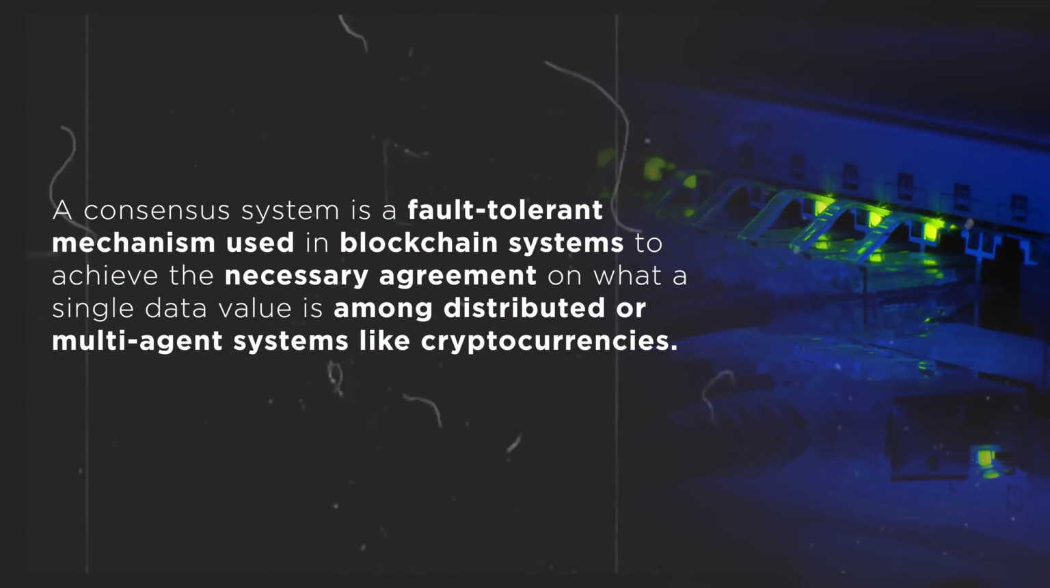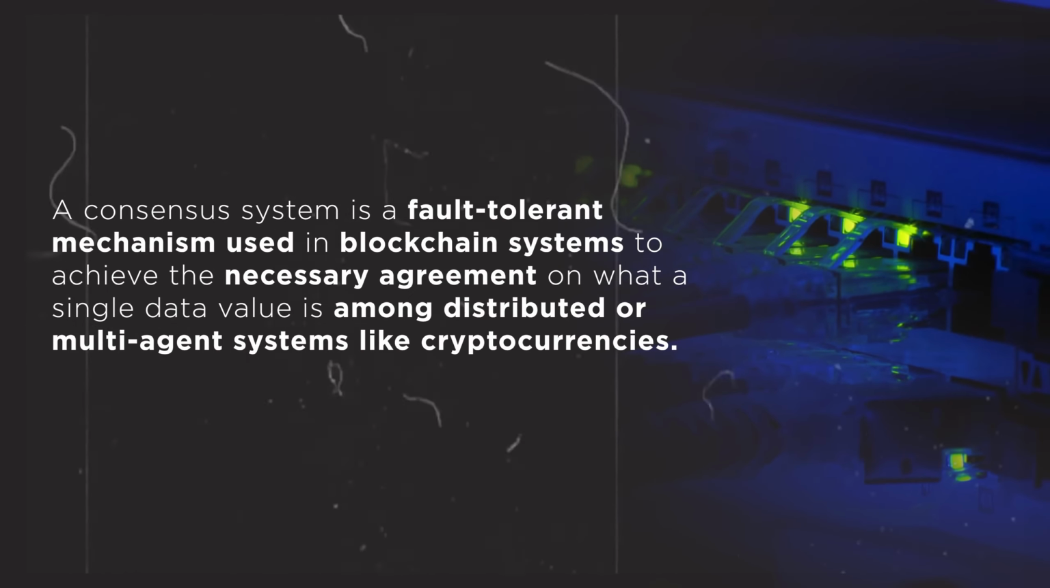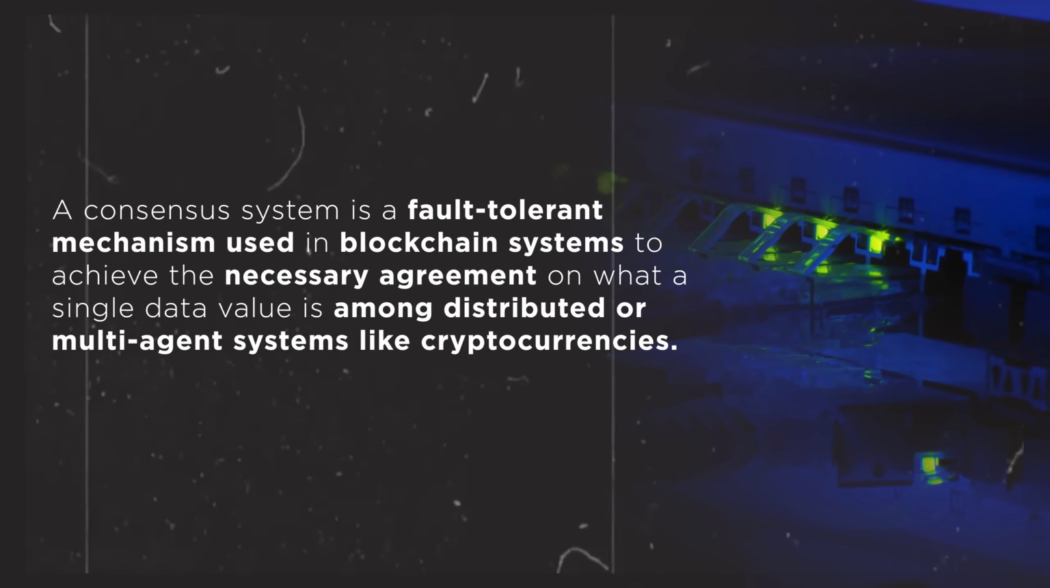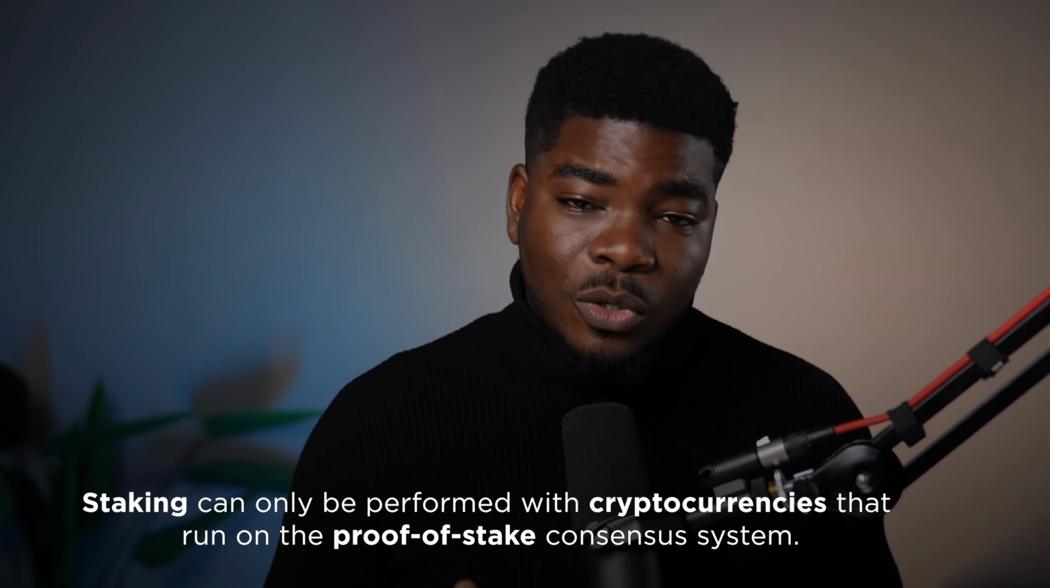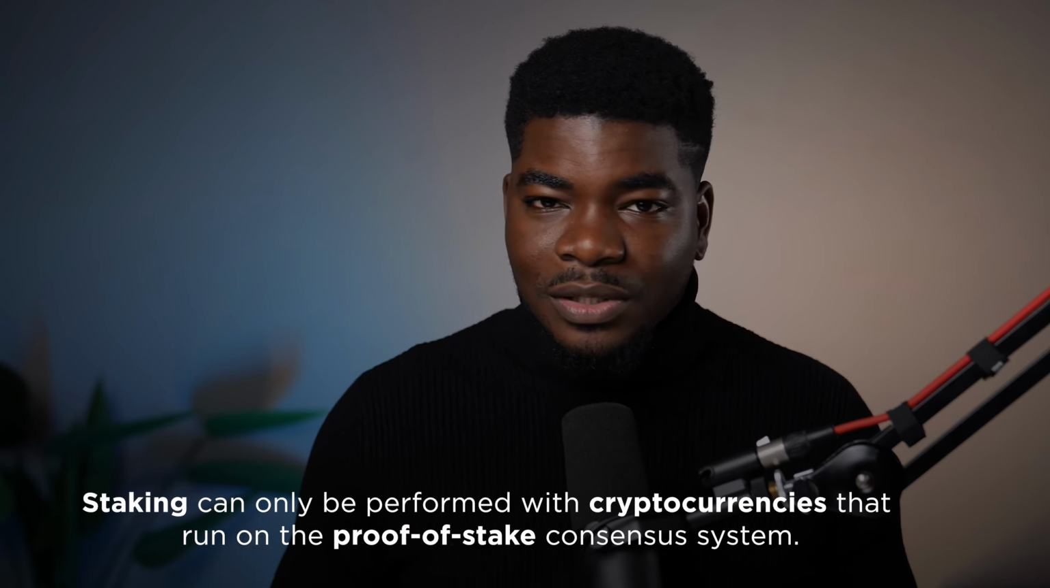What is a consensus system, you might ask? A consensus system is simply a fault-tolerant mechanism used in blockchain systems to achieve the necessary agreement on what a single data value is among distributed or multi-agent systems like cryptocurrencies. Bitcoin, for example, runs on a proof-of-work consensus system, which involves heavy computers and lots of energy to mine a coin. The proof-of-stake consensus system, on the other hand, is designed to be faster, more secure, and efficient. Now, the cryptocurrency tokens that you decide to hold or buy are an important part of the staking process, because staking can only be performed with cryptocurrencies that run on the proof of stake consensus system. So be sure to have all of this checked before you move on.